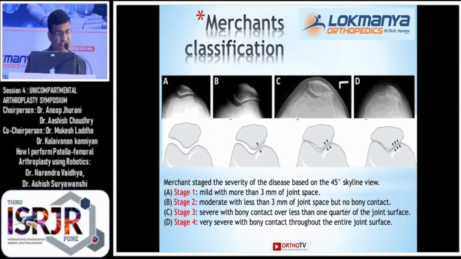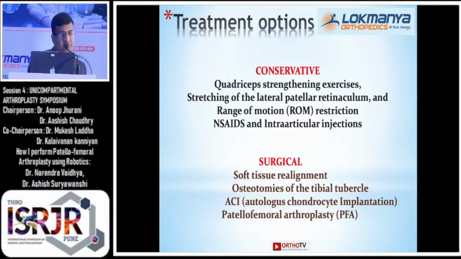The classification is based on Merchant's view. Stage 1 is when the gap in the patellofemoral joint is more than 3 mm. If it is less than 3 mm, stage 2. Stage 3 is bony contact, but very mild. And stage 4 is sometimes subluxation or global contact. Other radiologic classifications also exist, which show whether it is a lateral facet, medial facet, global involvement, or trochlear involvement.